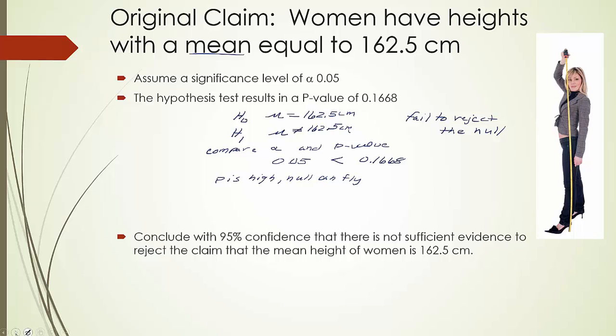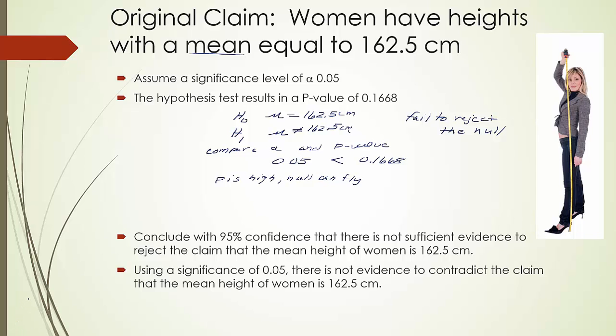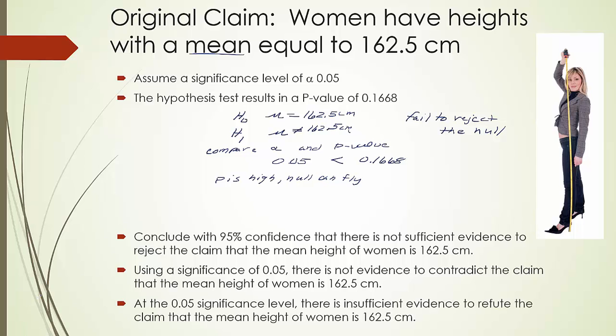Or we could use the significance level. So using a significance of 0.05, there is not evidence to contradict the claim that the mean height of women is 162.5 centimeters. Or we could say it this way. At the 0.05 significance level, there is insufficient evidence to refute the claim that the mean height of women is 162.5 centimeters. Now, you'll notice in this language that all of the language is communicating that we failed to reject.